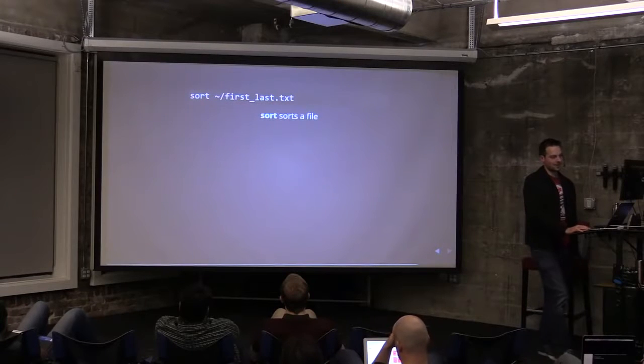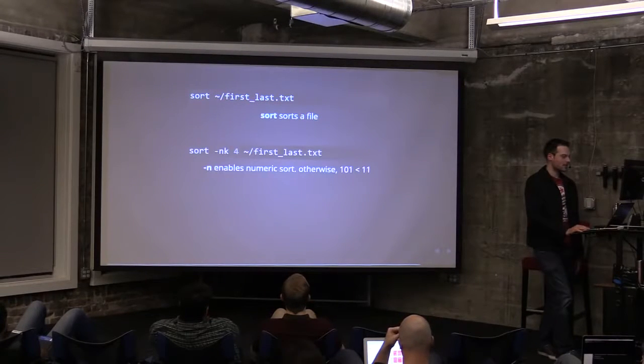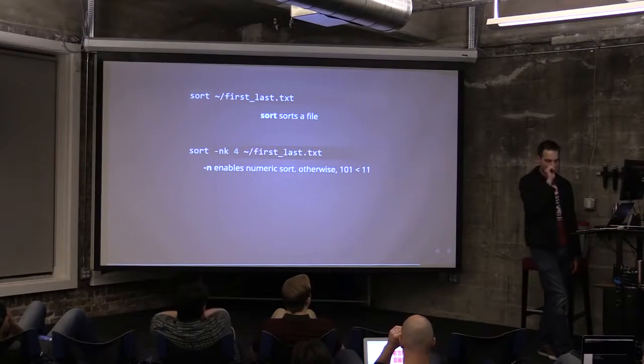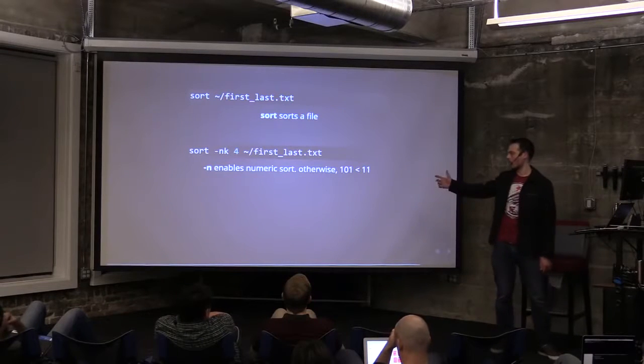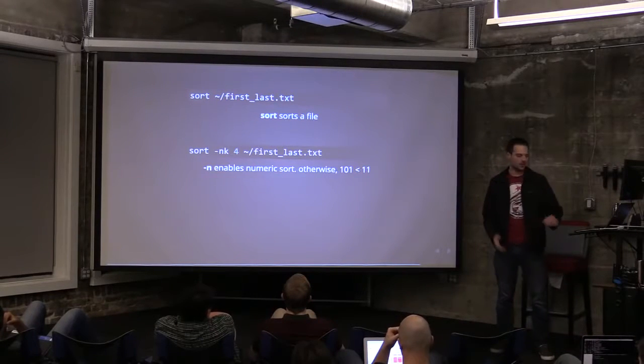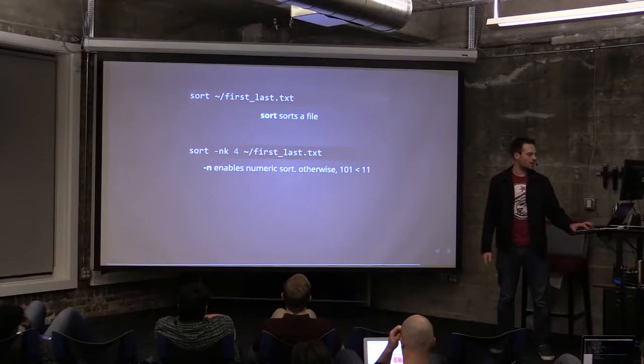Sort just sorts a file. It's exactly what you would think it would do. The -n takes a number of arguments and makes it numeric. Otherwise, it would put 101 before 11 because it's doing a string sort and not a number sort. And then the -k just tells it which column to sort by if you have multiple columns.